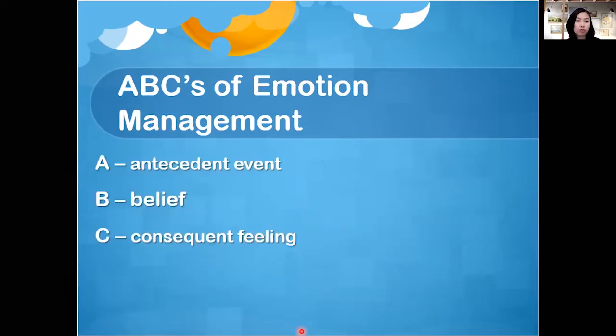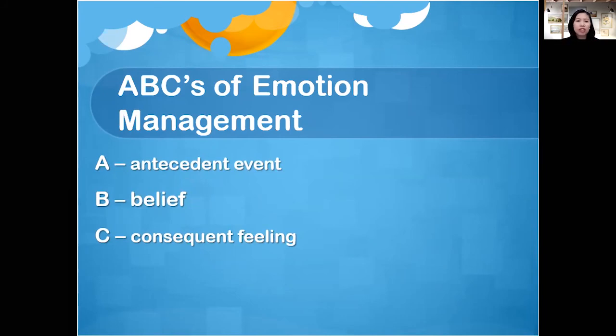Okay, now let's go. ABCs of emotion management. Okay, antecedent event, that is the trigger, letter A, and then B for belief, and C for consequent feeling. Okay, so what is that? So to understand our emotions, we have to step back and look at the situation. What are my triggers? Okay, so earlier some of you shared, I was infuriated. Okay, so what was the trigger? What happened? Okay, so I was sad. What was the antecedent event? Okay, and then what was the belief that accompanied that? Okay, I was angry. So what was the belief? What was going on in my mind that made me angry?